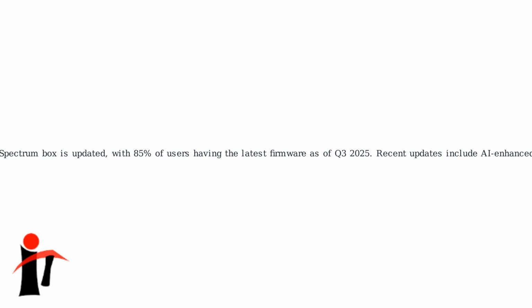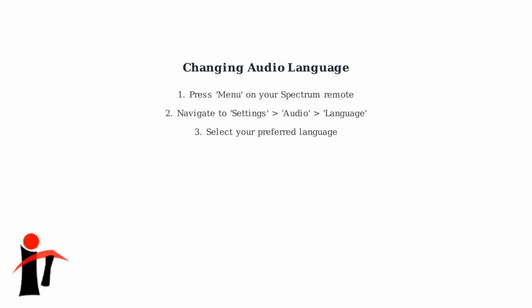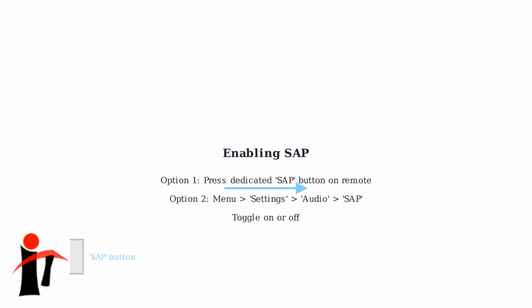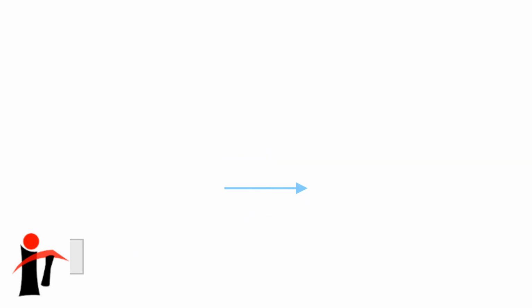Now let's get started. To change the audio language, press Menu on your Spectrum remote, then go to Settings, Audio, Language, and select your preferred language. For SAP, some remotes have a dedicated SAP button. Otherwise, navigate to Menu, Settings, Audio, SAP to toggle it on or off.